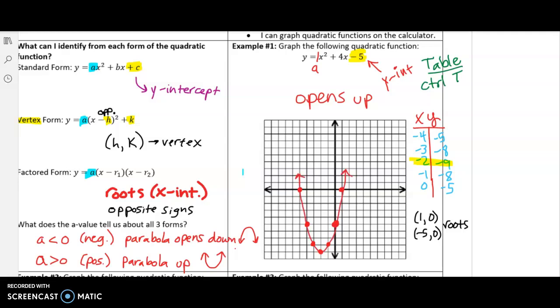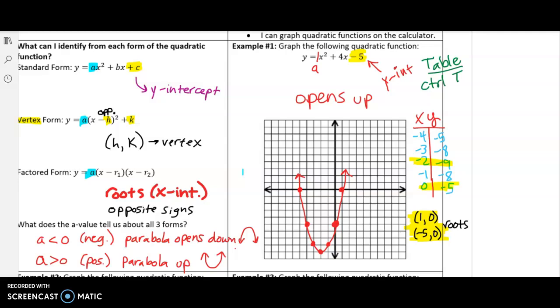Having at least 5 points is pretty important, and those important points really are the vertex, which I have highlighted there in yellow, and then the roots that we just plotted are also pretty important. And if it's in standard form, the y-intercept is also pretty important.